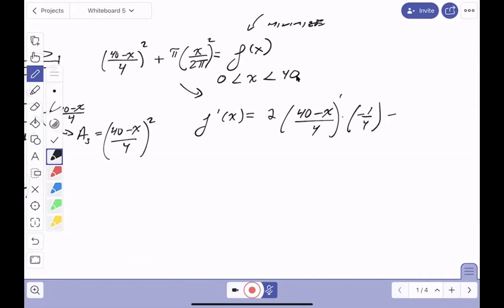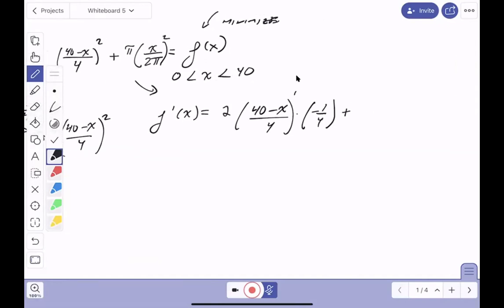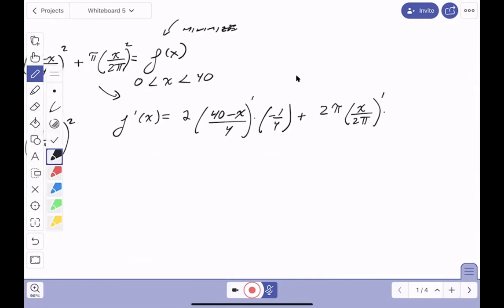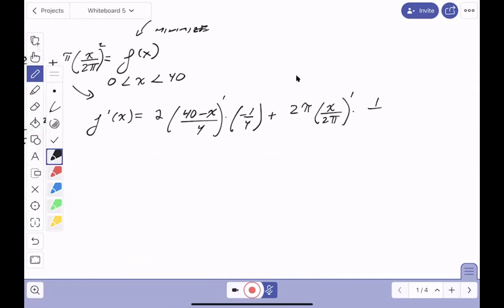Let's see, plus, I've got to keep going, right? So it's going to be 2 pi times (x over 2 pi) to the first power. And the derivative of the inside is going to be what? Well, it's going to be 1 over 2 pi. All right. By the way, I don't like using the 1 there, so I'm going to erase that. Some people look at it and say, is that a derivative? That's my number 1 there. So I'm going to erase this. I'm going to erase this one over here too.